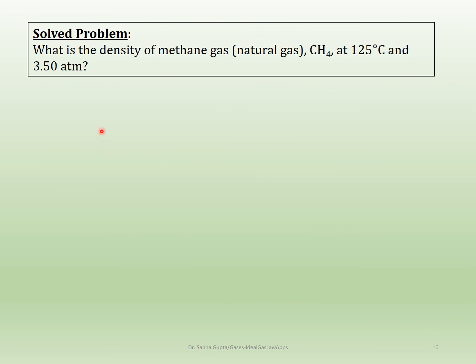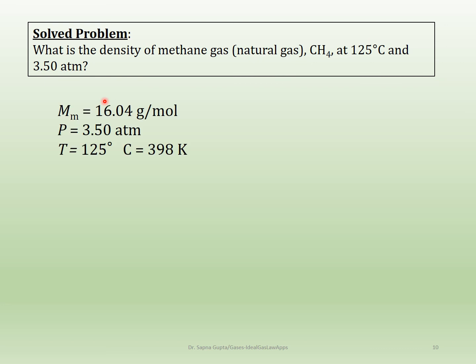So here is a problem. What is the density of methane gas, CH4, at 125 degrees Celsius and 3.5 atmospheres? Let's go ahead and plug in all the numbers that we need. The molar mass of methane is CH4, so 1 carbon plus 4 hydrogen will give us that many grams per mole. Pressure is 3.5. The temperature that's given to us is 125 C, and so the Kelvin is 398.